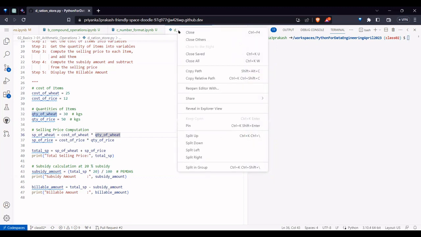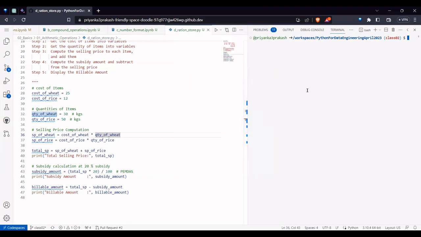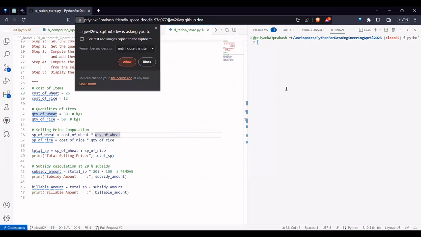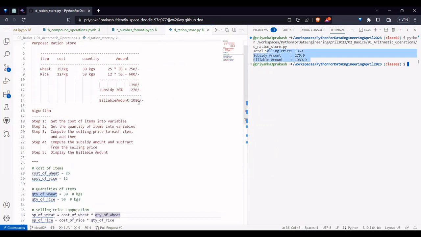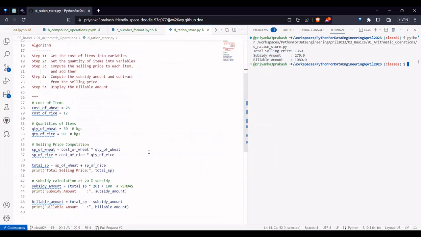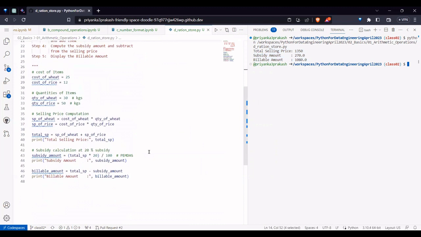or else right click, see here, I did a copy path and just execute Python space this command, which means the entire path it will give. You see, now you got the total selling price, subsidy, and the billing amount. So don't you see your billing amount is exactly correlated? So like this, I created a solution.